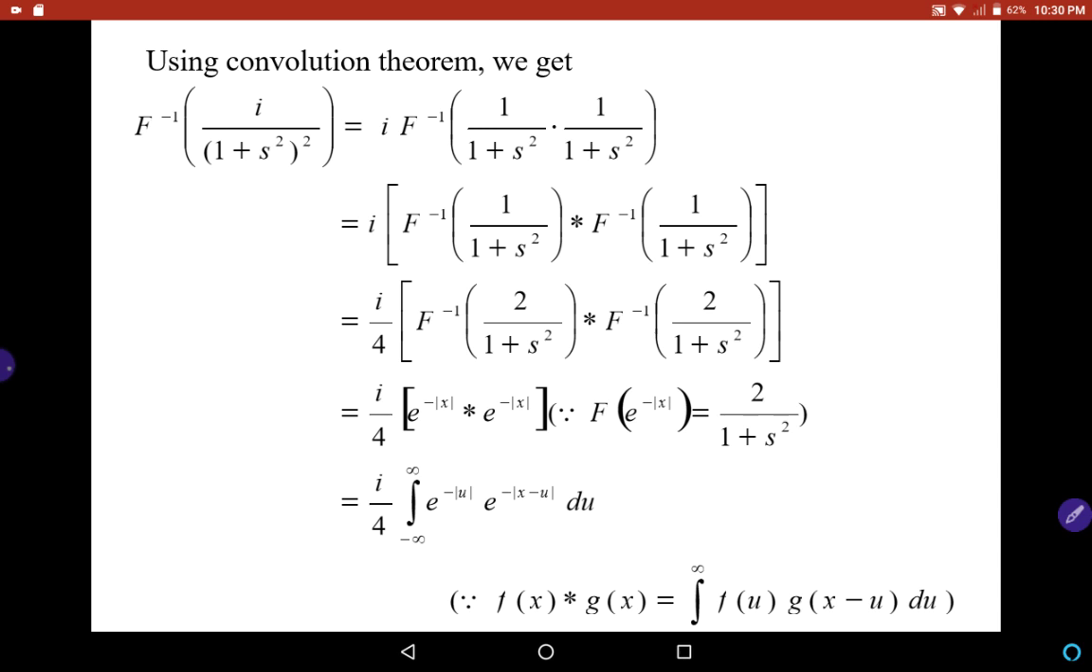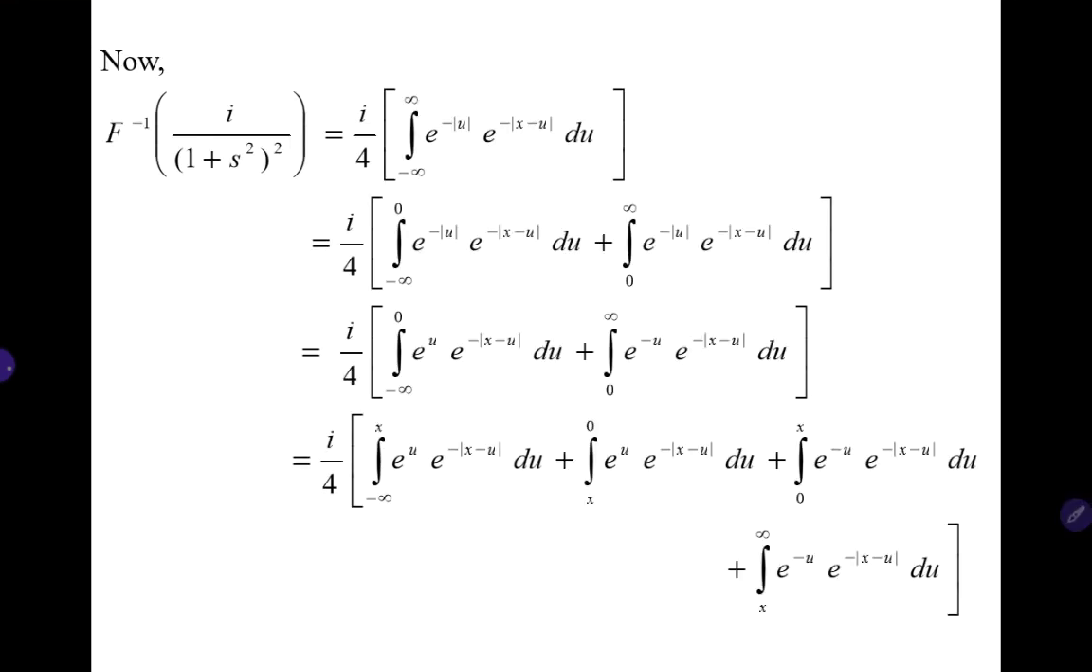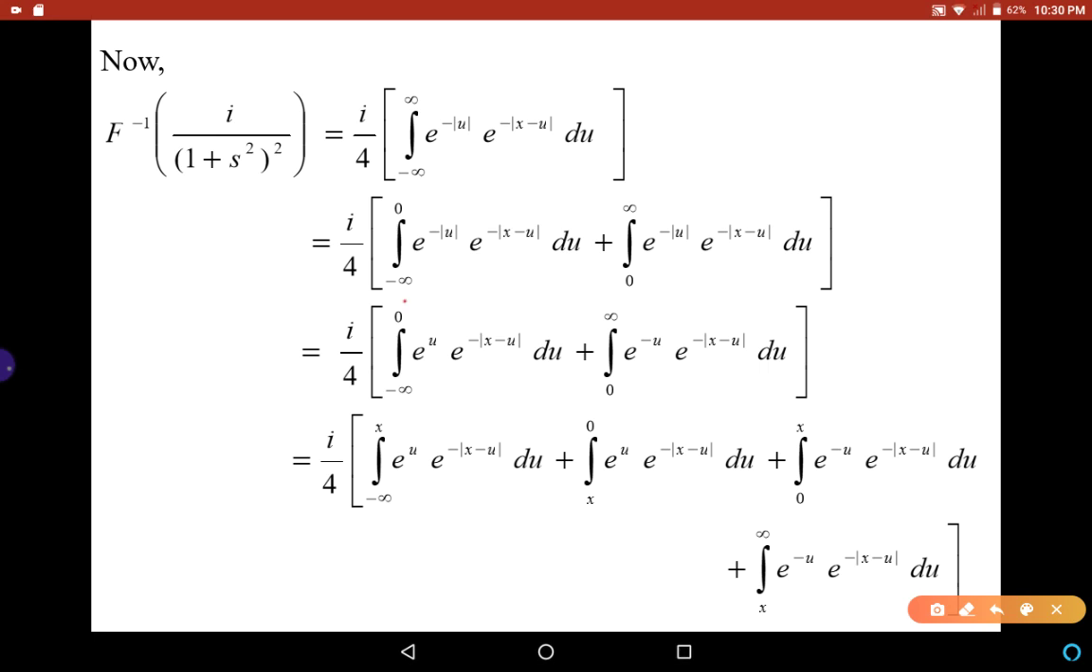For that, we split the integral from minus infinity to infinity as minus infinity to 0 plus 0 to infinity. Between minus infinity and 0, mod u is equal to minus u by the definition of the modulus function. So minus of minus becomes e plus. So this is e power u into e power minus mod x minus u du plus, in the interval 0 to infinity, mod u is equal to u. Therefore, this becomes e power minus u into e power minus mod x minus u du.